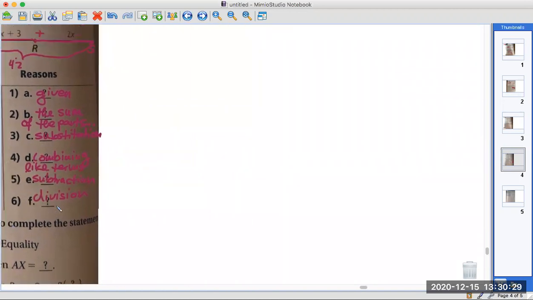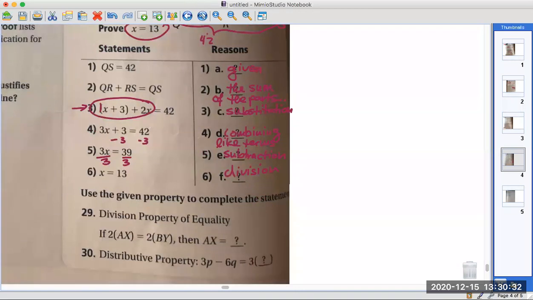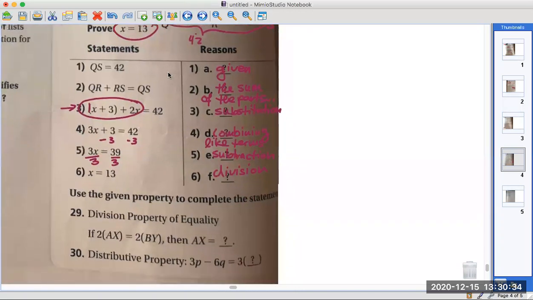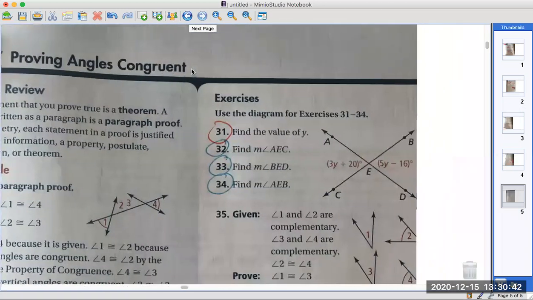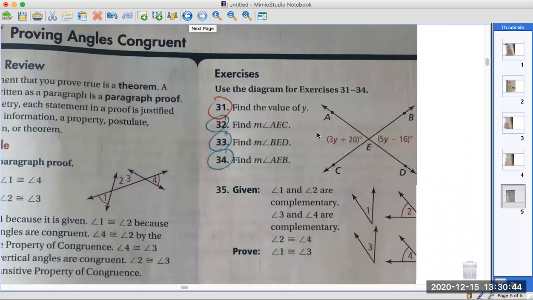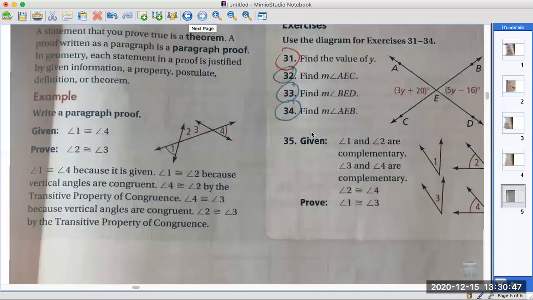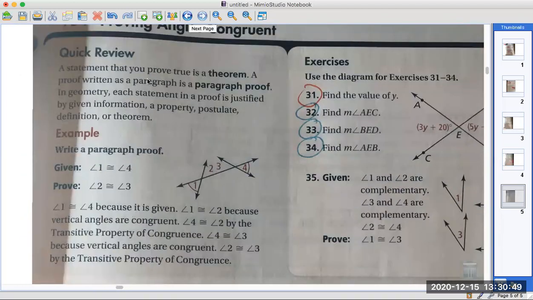And then the last page I have for you is up here. This one is definitely on the final, this question, so check it out. A statement that you prove true is a theorem. A proof written as a paragraph is a paragraph proof. That's kind of when you talk about it.